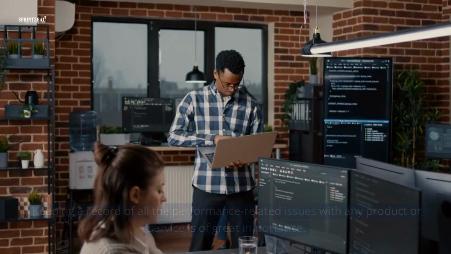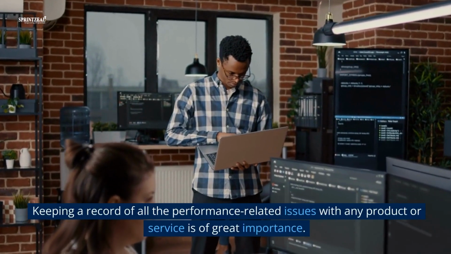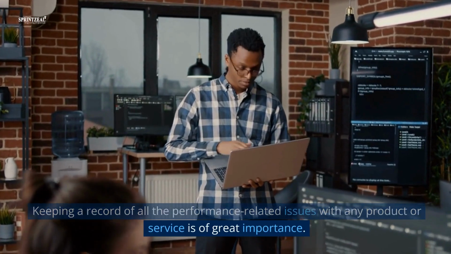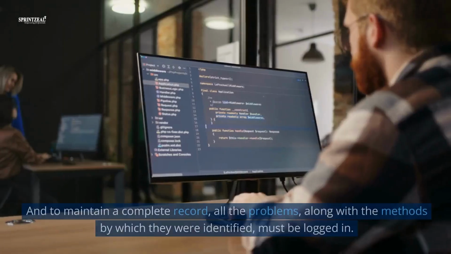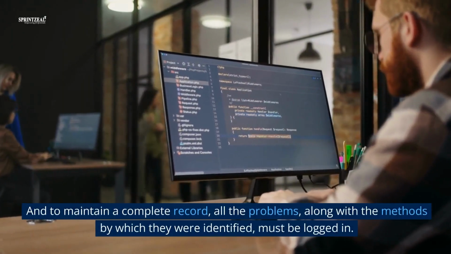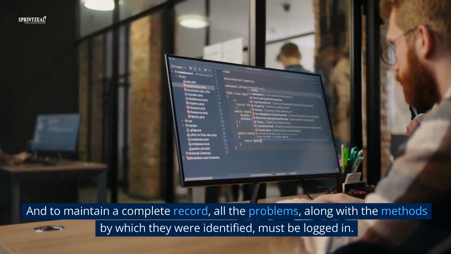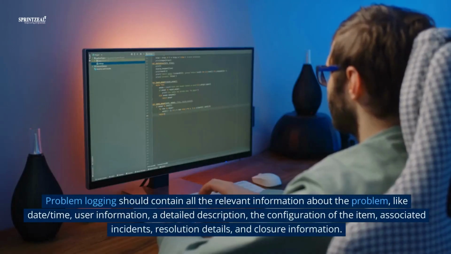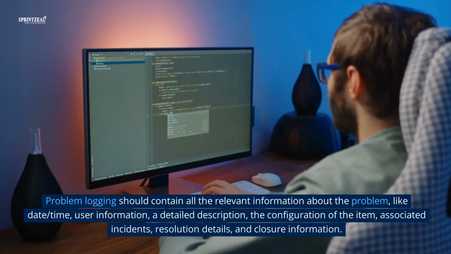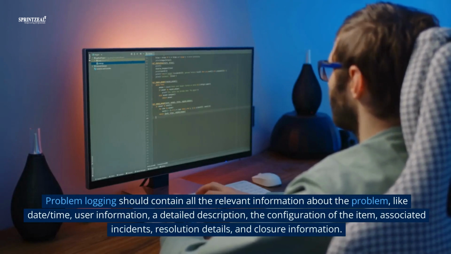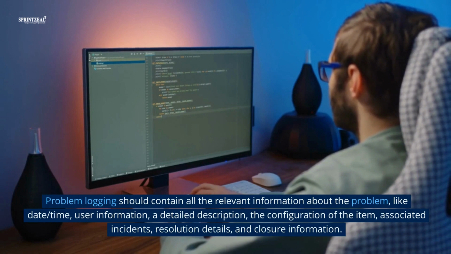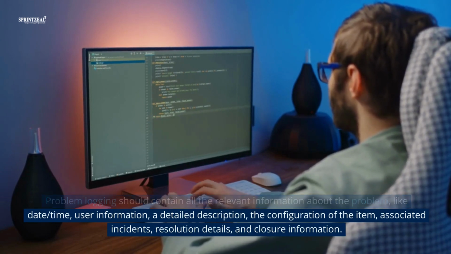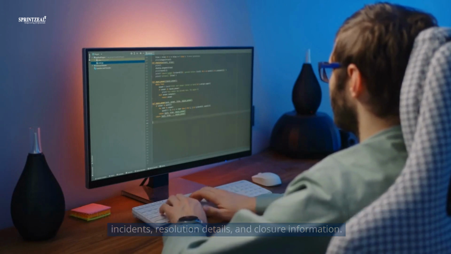Problem logging. Keeping a record of all the performance-related issues with any product or service is of great importance. And to maintain a complete record, all the problems, along with the methods by which they were identified, must be logged in. Problem logging should contain all the relevant information about the problem, like date, time, user information, a detailed description, the configuration of the item, associated incidents, resolution details, and closure information.